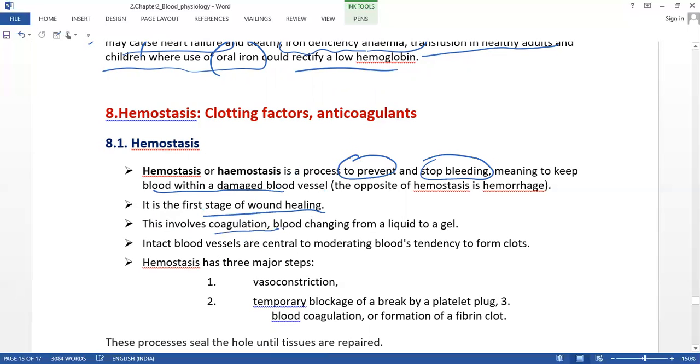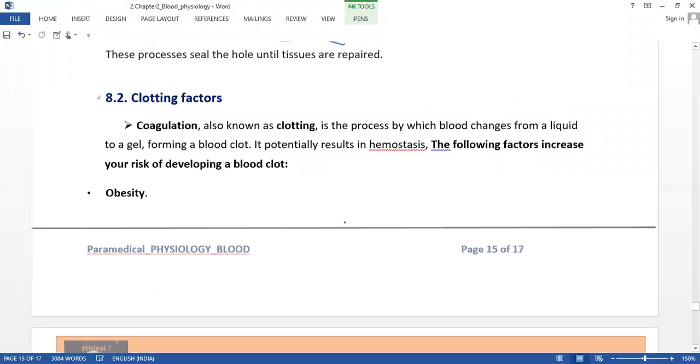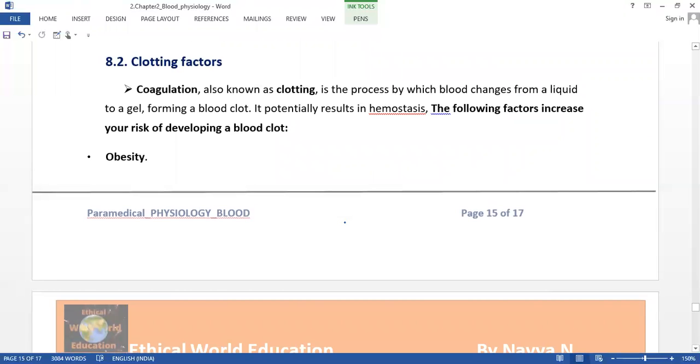So this involves coagulation, the blood changing from a liquid to a gel. When any wound or cut happens to the body, the blood changes from liquid to gel. This has three major steps: vasoconstriction, the temporary blockage of the break by a platelet plug, and the third one, blood coagulation, or the formation of the fibrin clot. And also we have the clotting factors.